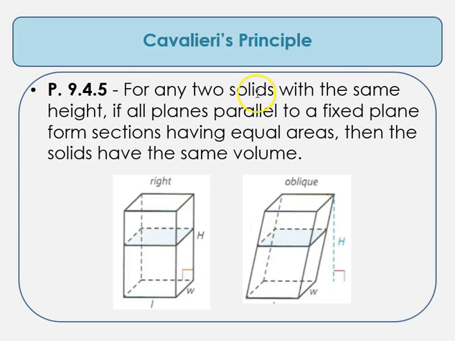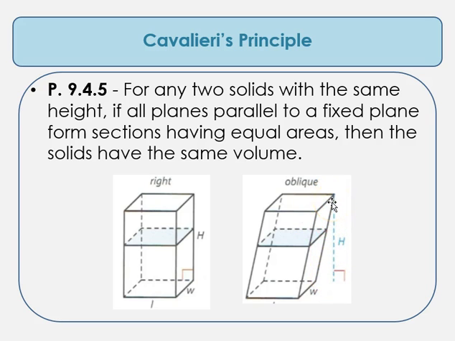For any two solids with the same height, if all planes parallel to a fixed plane form sections having equal areas, then the solids have the same volume. So when we have an oblique figure, we can no longer drop an altitude inside that will work or use the side length that will work.